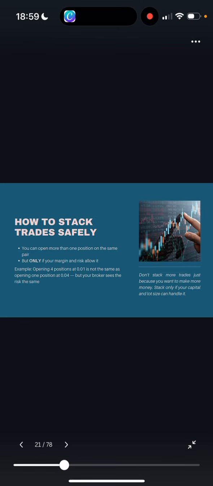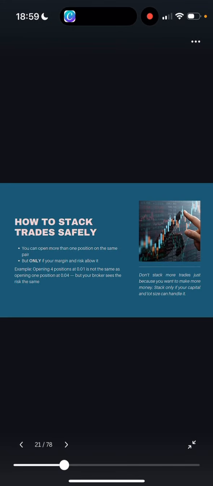Now, how do you stack a trade safely? Remember when I opened 2 GBP USD positions and I told you that you could open multiple trades with the same TP, same lot size, or multiple trades with different TPs and different lot sizes. However you want to open it, you can open multiple trades. What does that mean? It means that you have to use that power wisely, meaning you can only open as much as your margin and risk will allow.